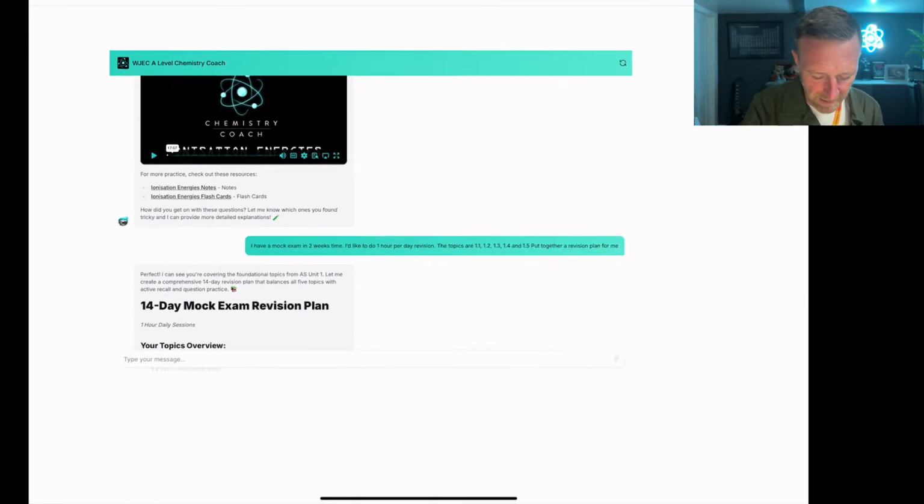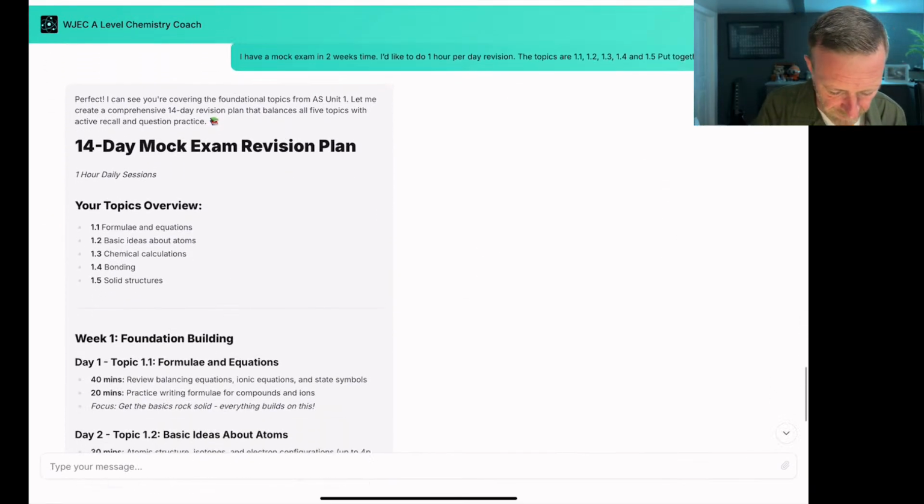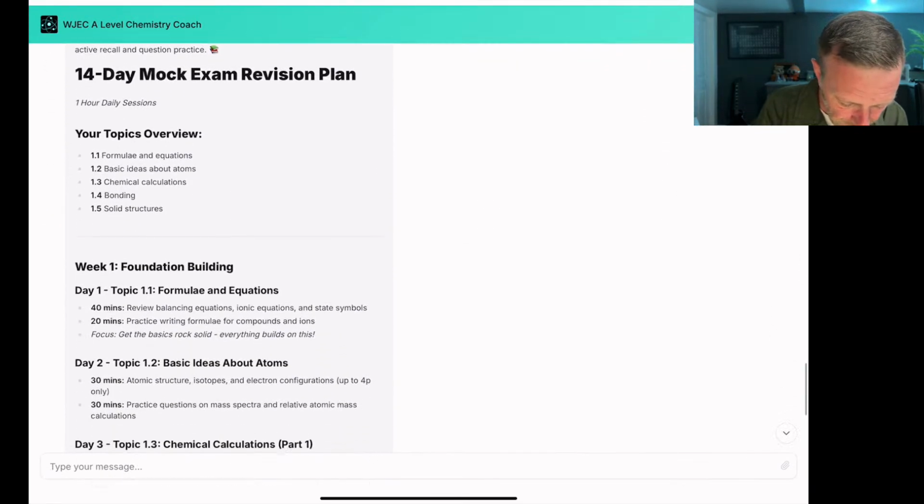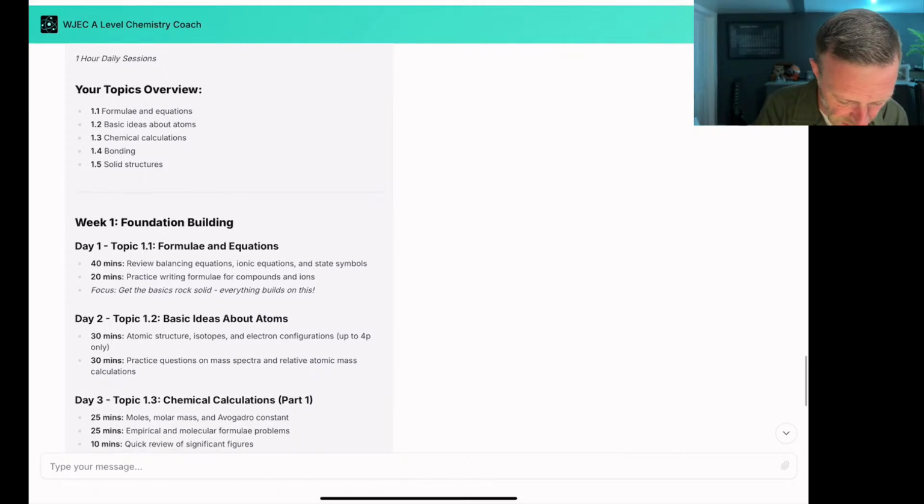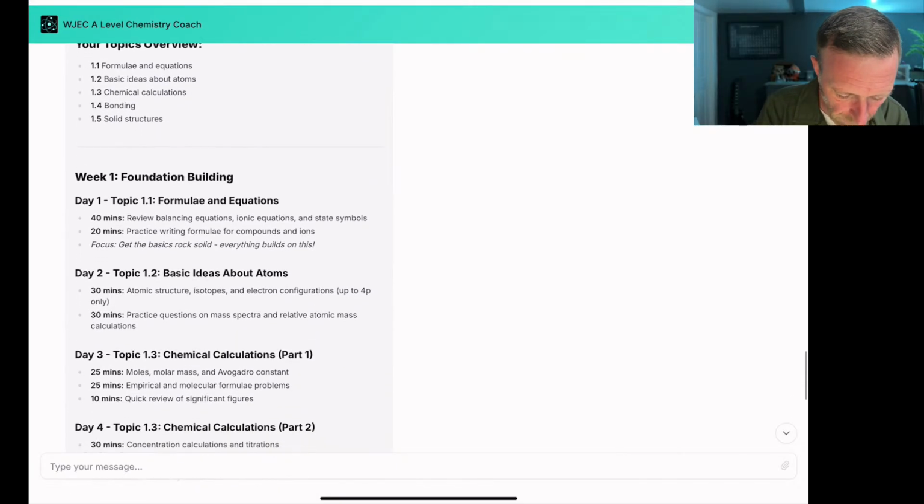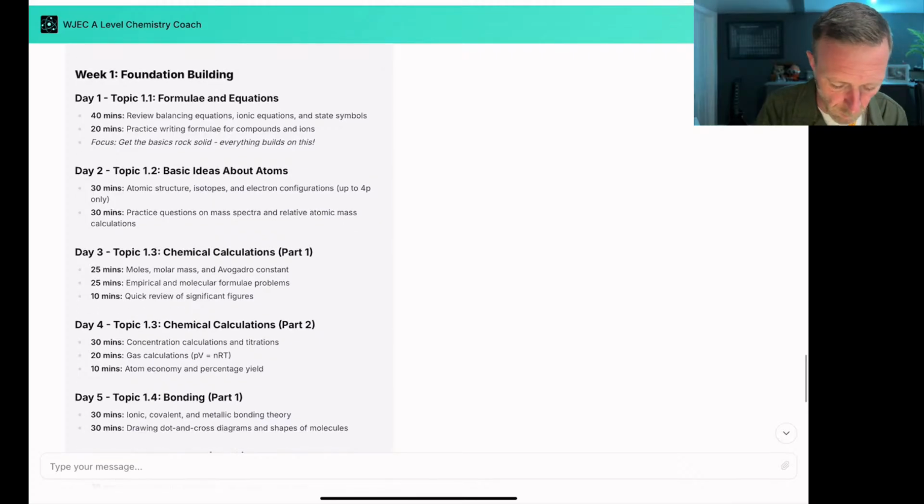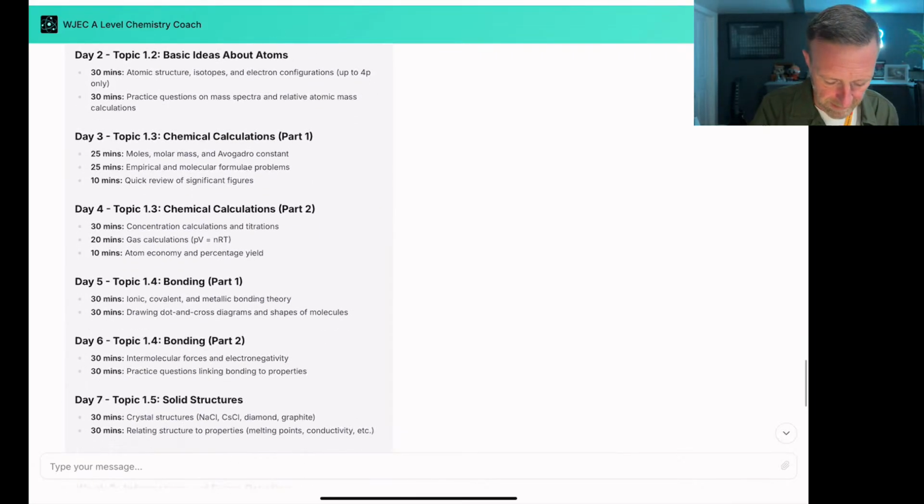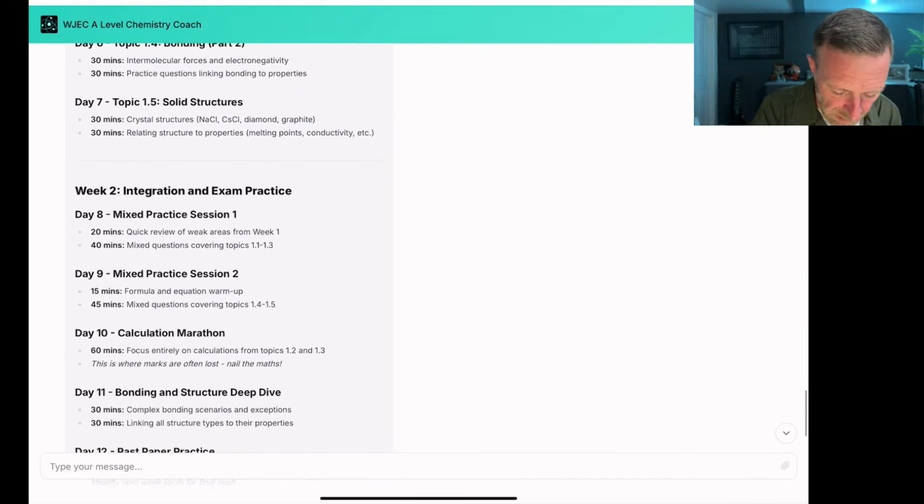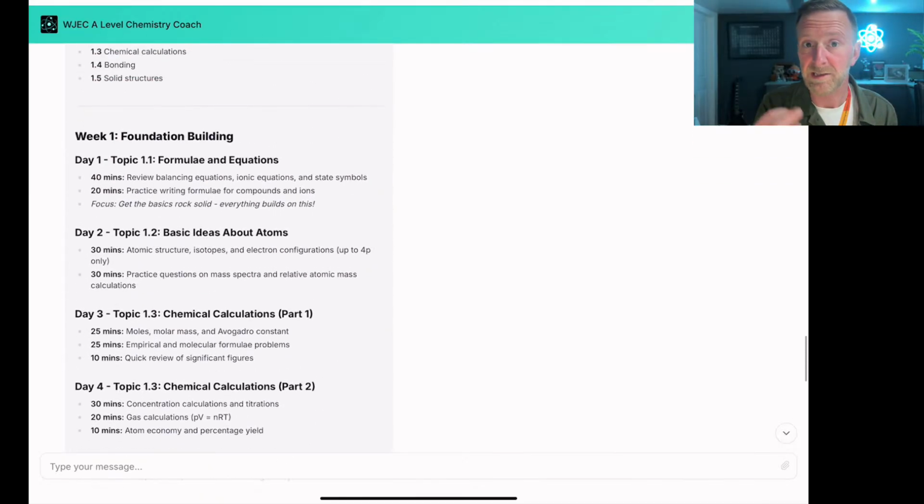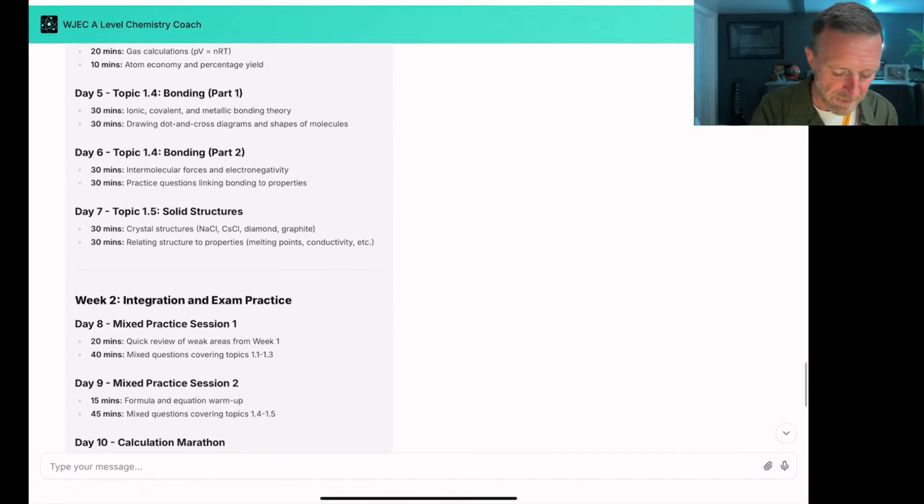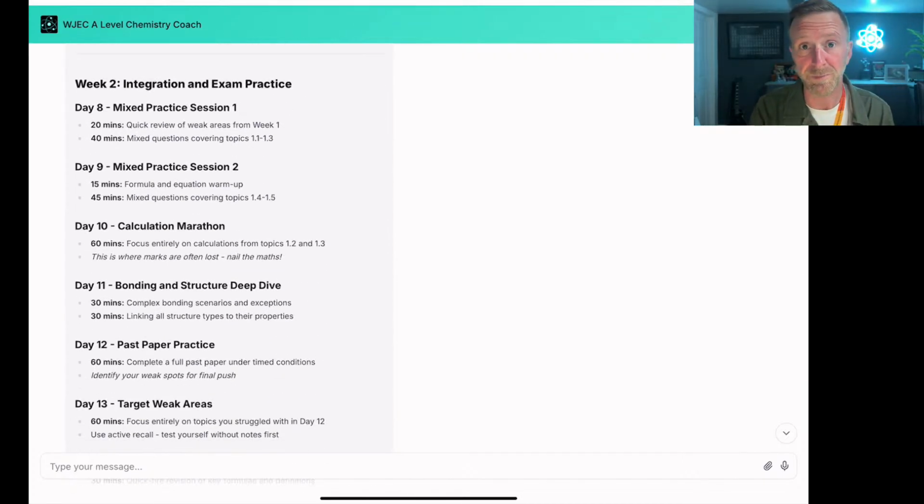So 14-day mock exam revision, topics overview. Okay, so week 1, foundation building. Okay, so it's literally given us a plan. I've told it I've got an hour a day, like this is what I want to do. Week 2, more exam practice. So see what it's doing? It's building your fundamental knowledge, getting you to revise certain areas. And then week 2 is all about question practice. So again, it's using my experience and what a tutor would do with you in order to kind of get the most out of it.